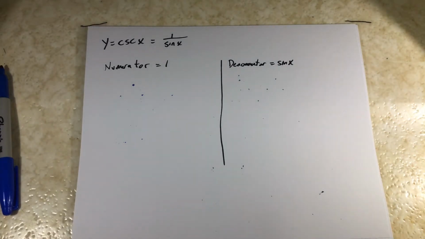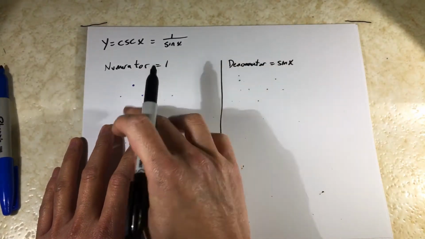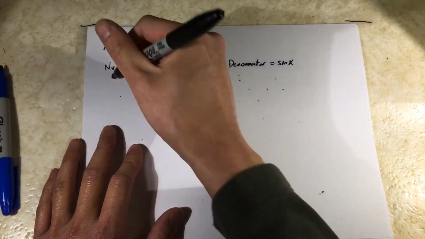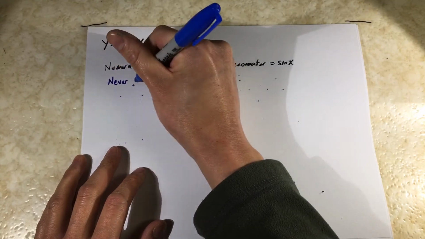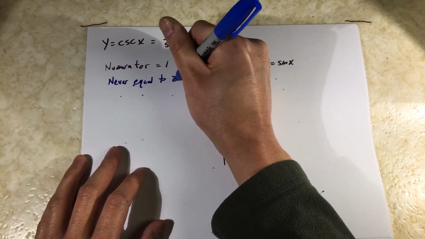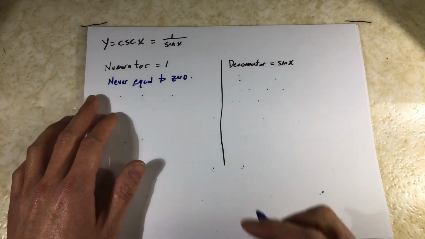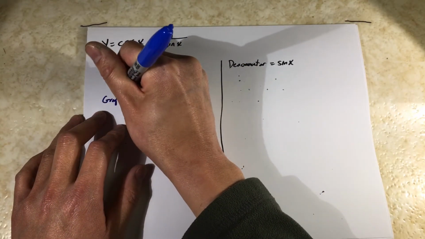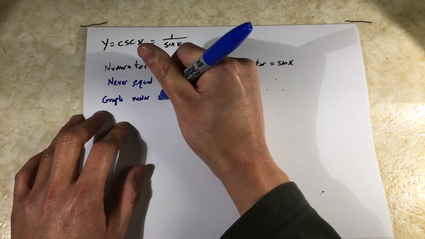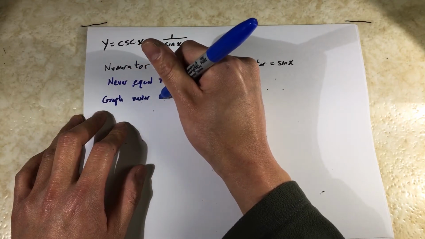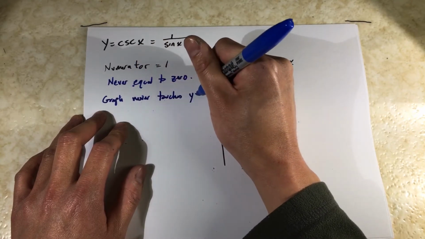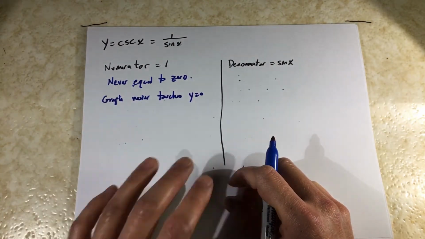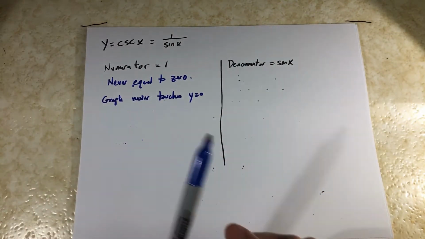Okay? So if we look at this, we want to figure out where the numerator is equal to 0. And you can see that here, I'll use blue again. It's never equal to 0. And so since it's never equal to 0, that means the graph never touches y equals 0. Okay, so it never crosses that. So we don't have any zeros in that particular graph.